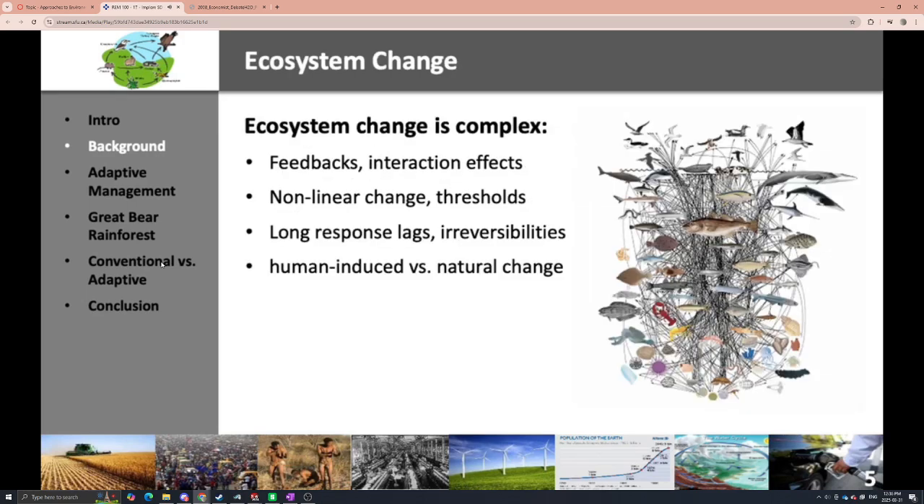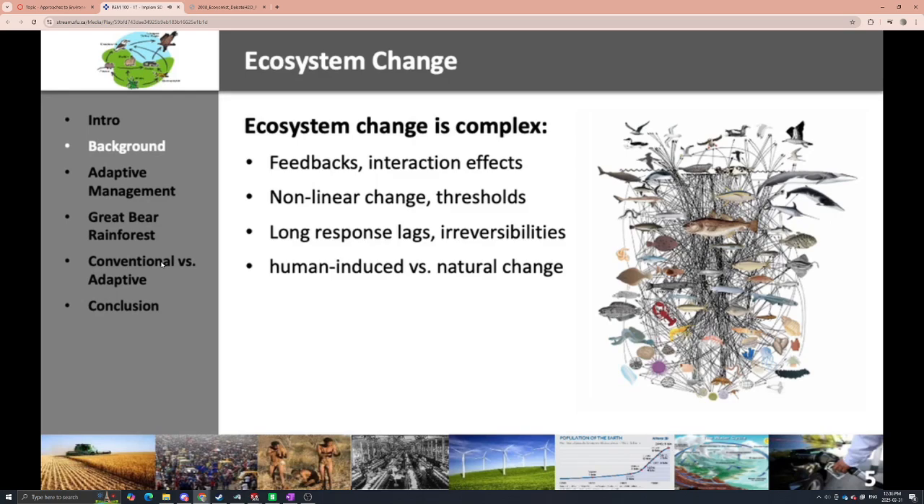Because ecosystems have so many moving parts or so many components, the response to change is extremely complex and it's often difficult to predict reliably where that ecosystem might end up in response to this change or perturbation. We've already talked about many of these system characteristics at the beginning of the course. So we talked about ecosystems involving fluxes and feedback loops and interaction effects that can result in nonlinear responses. We talked about thresholds where systems might flip from one state to a different ecological state. There might also be a long lag between the perturbation and the response that the system shows. And some of these changes might be irreversible.